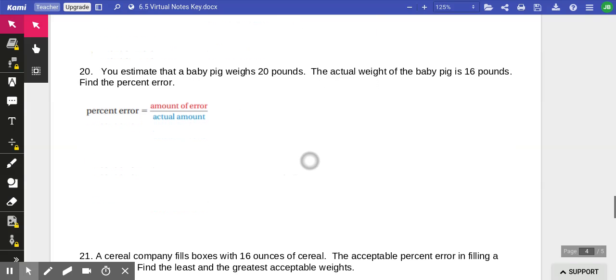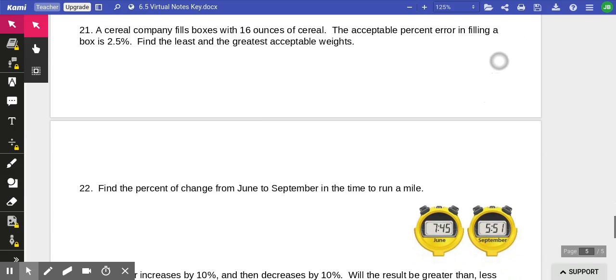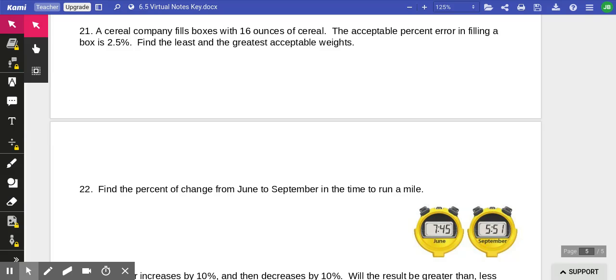Okay, number 20, you are doing a practice problem on the percent error. So you estimated or guessed that the pig weighs 20 pounds. It actually weighed 16 pounds. So it's very similar to the last one, okay? But a very simple error that you're trying to find. So what percentage error did you have? Go ahead and try 21.